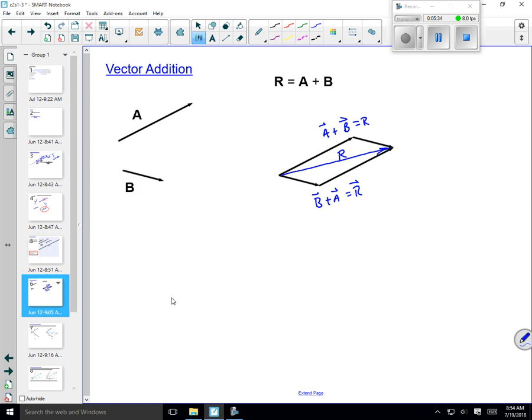This is a nice mental picture to have in your mind. I'm never going to actually add vectors doing this. So just keep this picture in your mind to understand what's going on when you add vectors.